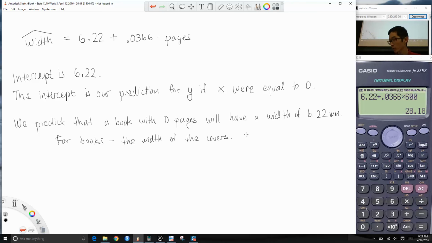Okay, but it doesn't always make sense to plug in 0 for x. It will not always make sense to plug in 0 for x.